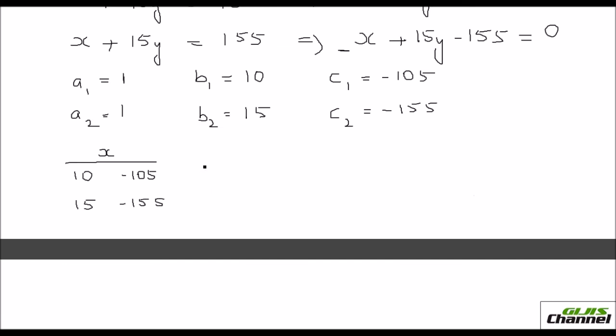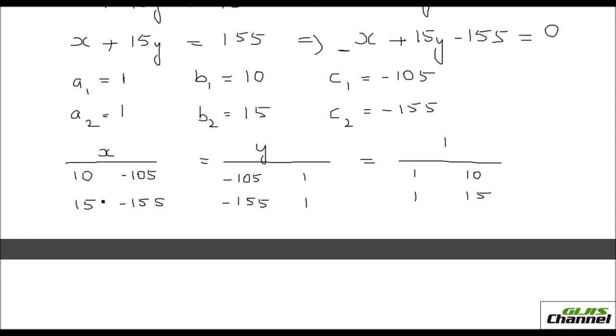X is done. Now is equal to. Now we are going to write the y. So leave the y coefficient. You would write the C1, C2 first. So that's minus 105, and here minus 155. And then you would write the A1 and A2, which is 1 and 1 here, is equal to, for the constant term, you would write the coefficient of x and y, right? So the coefficient of x is 1 and 1 and the coefficient of y will be 10 and 15, right? Yeah, you're done with this.